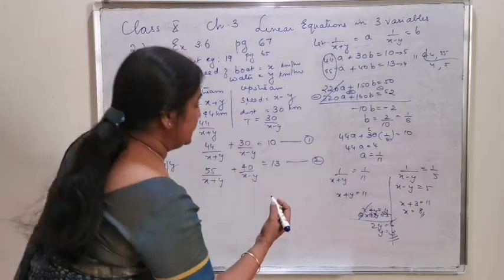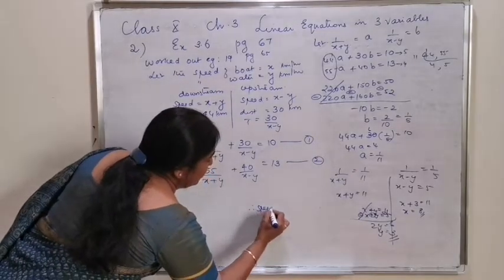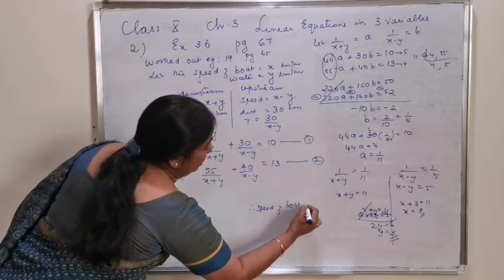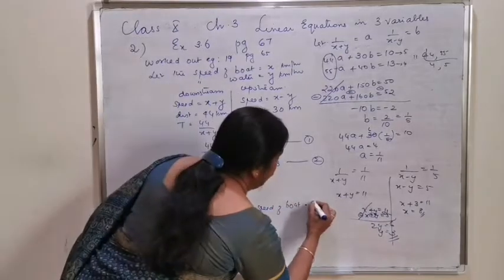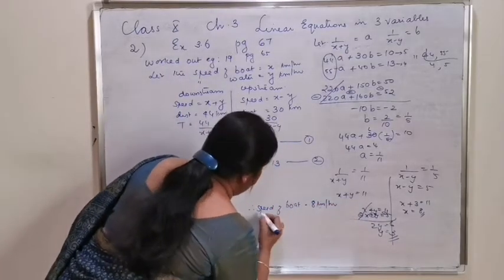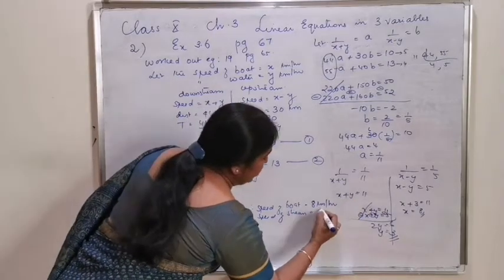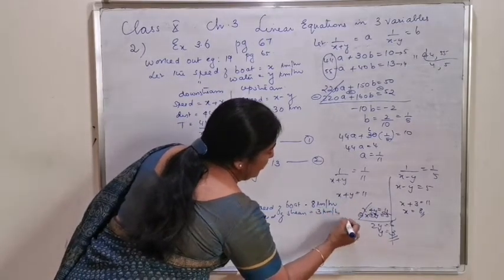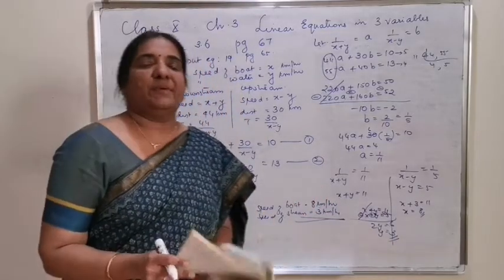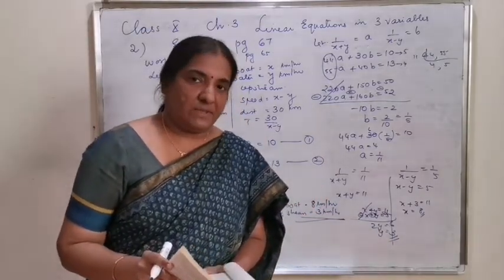How do you rewrite the statement? Therefore, speed of boat is equal to 8 km per hour and speed of stream is equal to 3 km per hour. It's a very, very important 4-mark question.